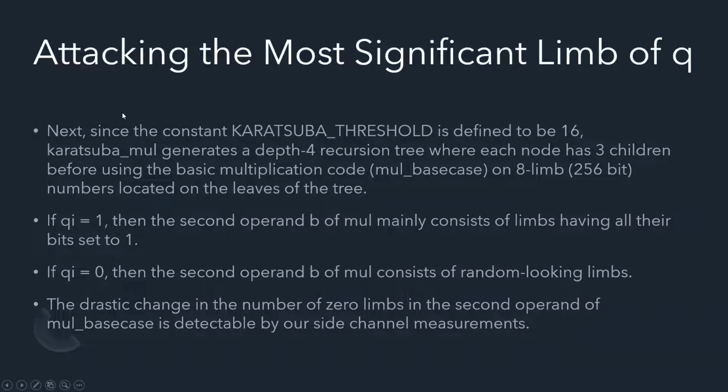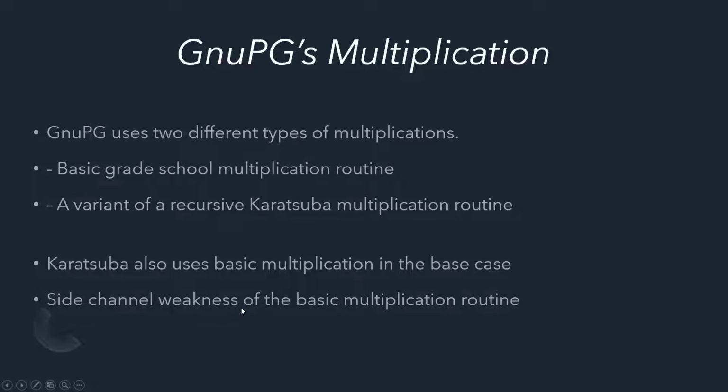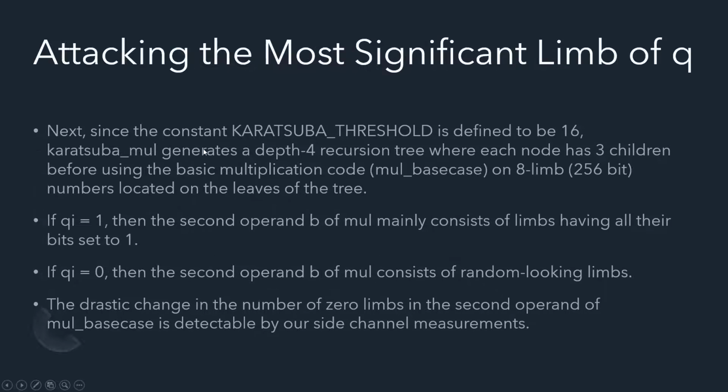So now we're going to talk about attacking the most significant limb of Q. The one that I've mentioned before, that it goes to a certain number and then it applies the basic multiplication routine. Here that is actually defined with the Karatsuba threshold, which is set to 16.